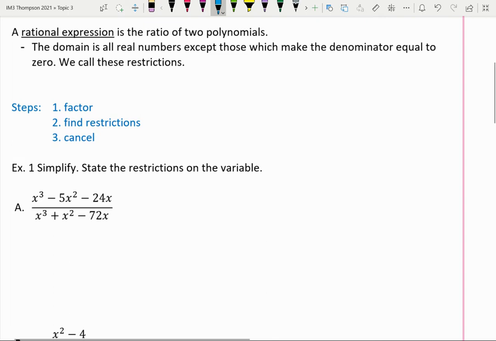On top, x cubed minus 5x squared minus 24x. Always look for a GCF first. Yes, there's something I can take out of all of those terms. I can factor out an x. When I do that, I'm left with x squared minus 5x minus 24.